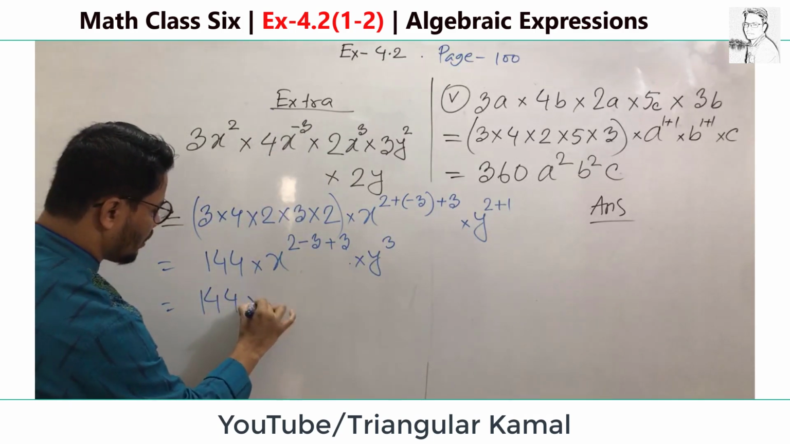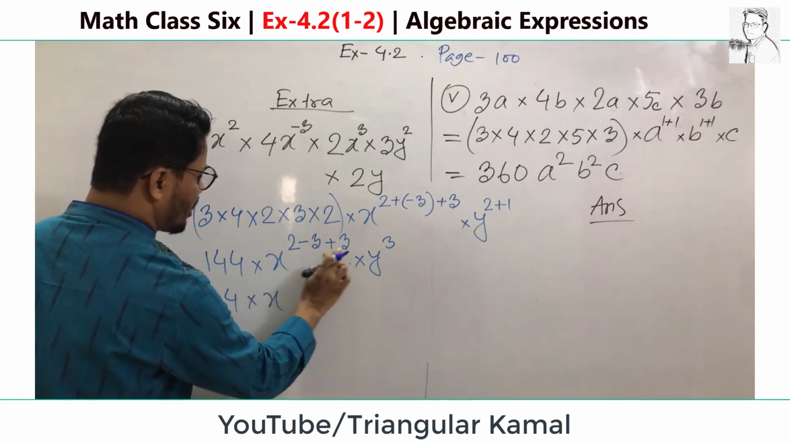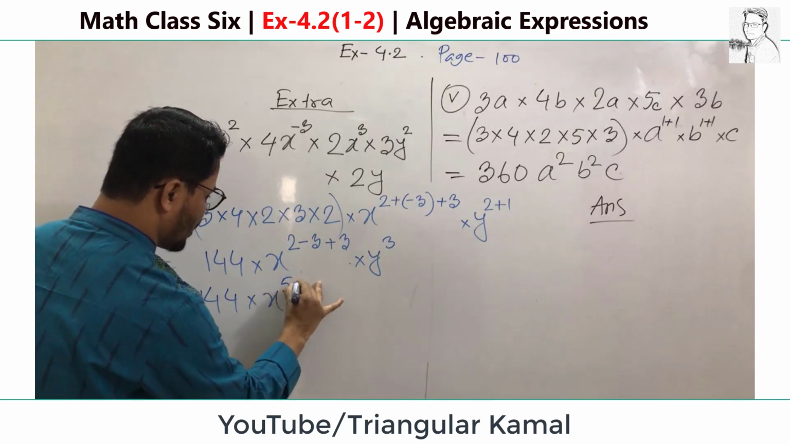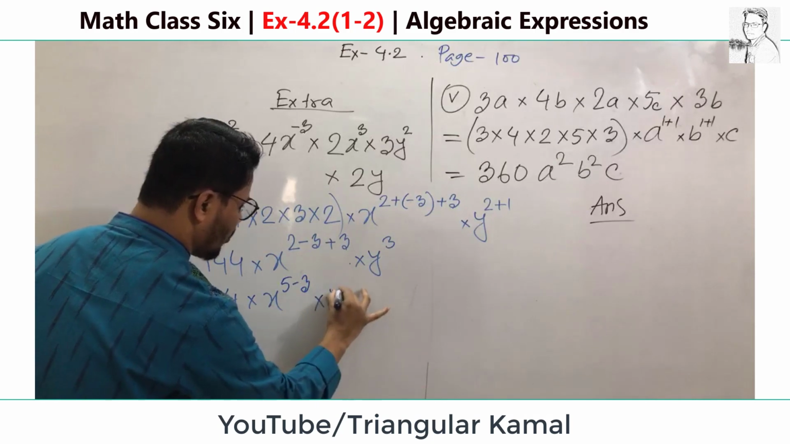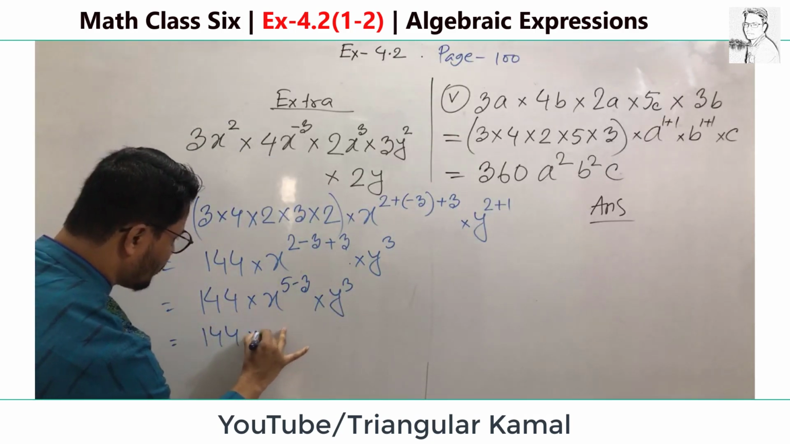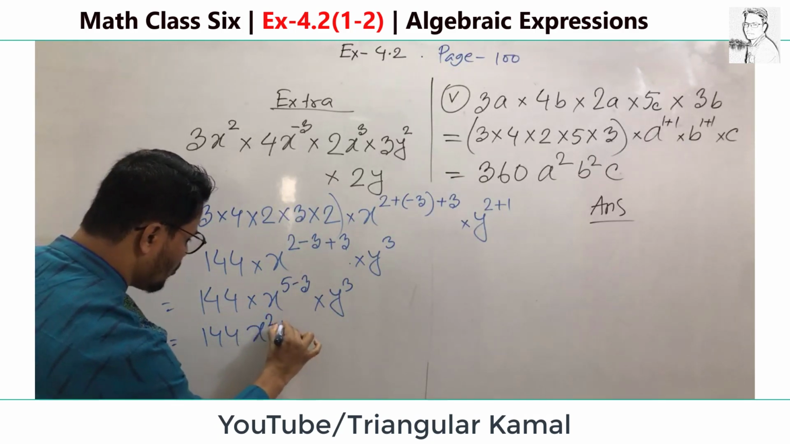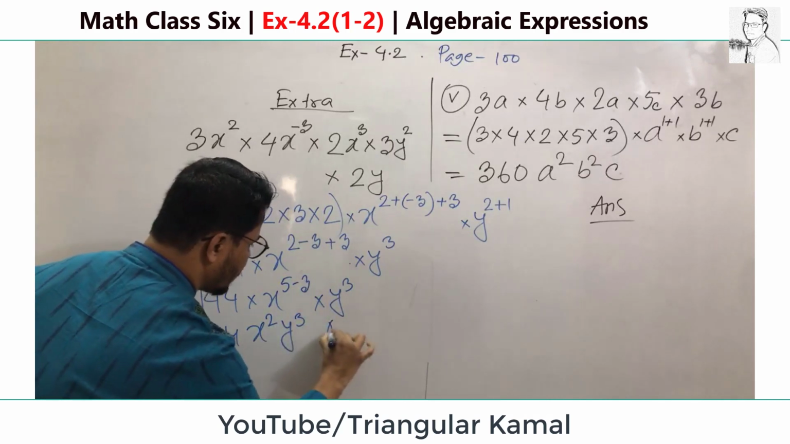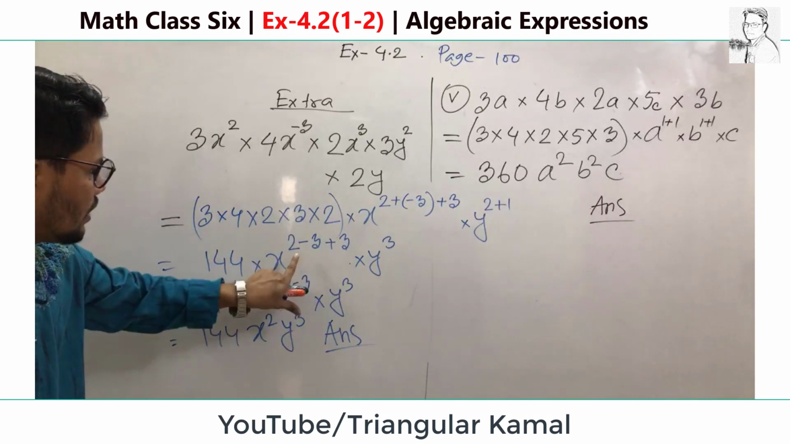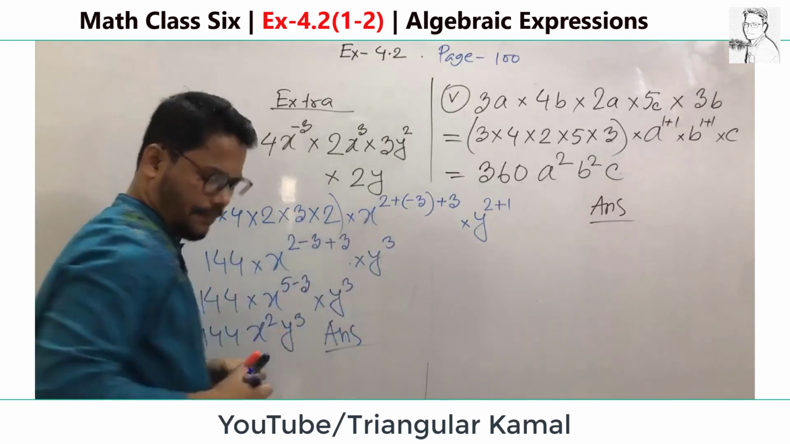144 multiply with x to the power 2 and 3, they are positive numbers. So we can write here 5 minus 3 and then y to the power 3. This is 144 multiply with, or finally we can write here x to the power 2 y to the power 3 and this is our final answer. This 3 is minus, then 2 and 3 they are plus, or directly you can eliminate them.